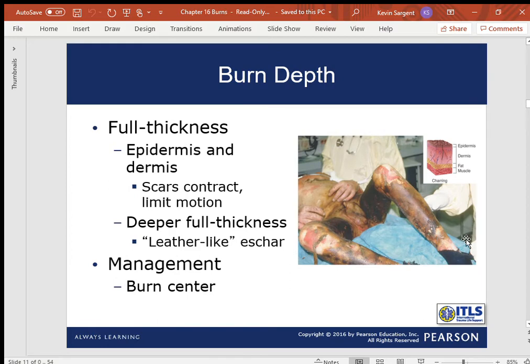Full thickness, we normally see a char, the leather-like eschar. Eschar is that charred tissue.